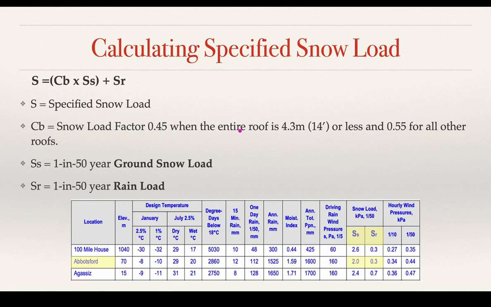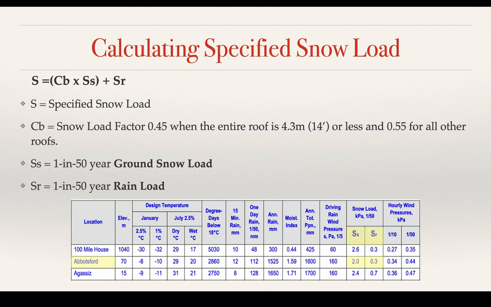Now, the formula for our specified snow load, S, is going to be this snow load factor times whatever we see in the chart for the SS number here, and then we add on our rain, because the rain is going to compound the weight of that snow. So the SS is the 1 in 50 year ground snow load, kind of on average, they're averaging it here. And the SR is the 1 in 50-year rain load. Now we're going to use the 0.55 factor here because most of the time our buildings are larger than 14 feet wide, and so we're going to use that.